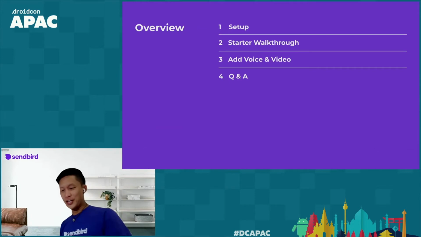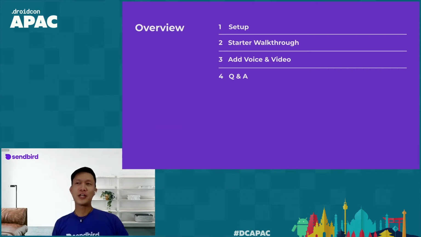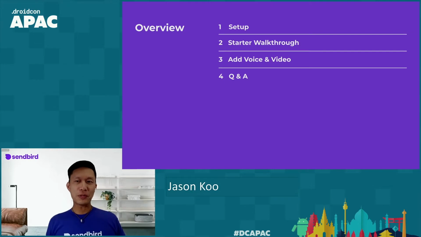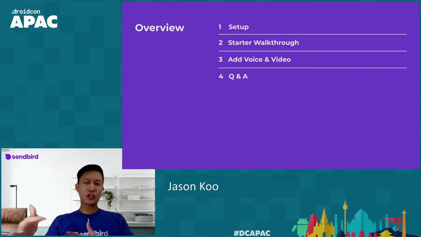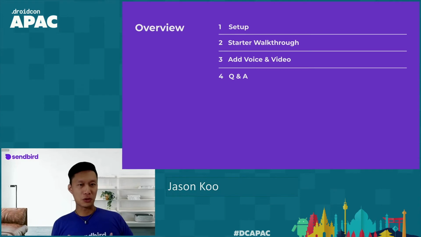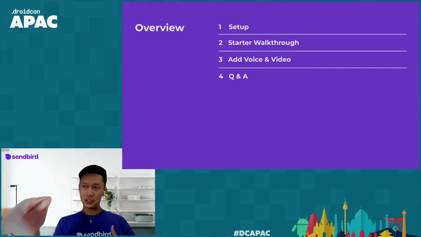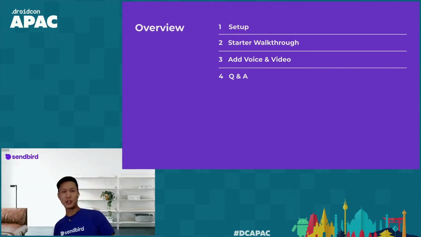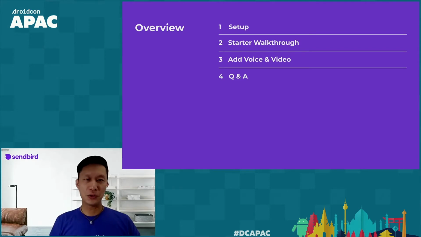Okay, so today, pretty straightforward. I'm going to go over the setup, which is basically the requirements necessary to get up and running with these services with Sendbird. I'll walk through the starter app that we have. Since we have limited time today, I didn't want to go through the entire process of creating the UI. So we're going to start with an app that has all the UI elements in place, and then I'll just focus on the code implementation in the third section of adding voice and video. And then we'll conclude with Q&A.